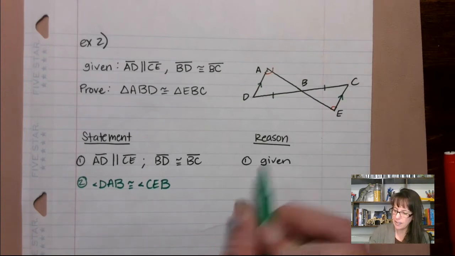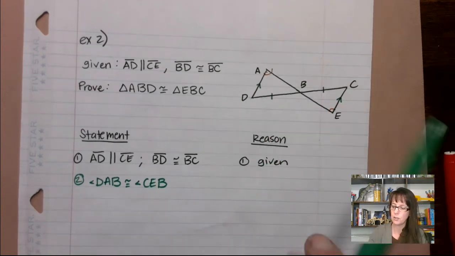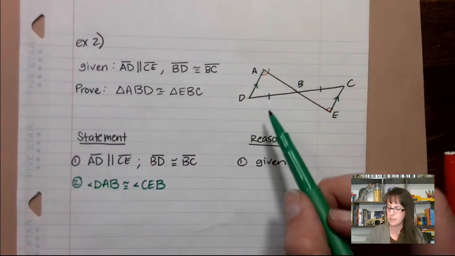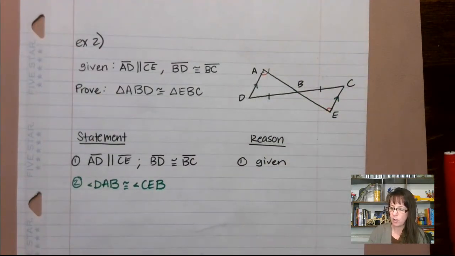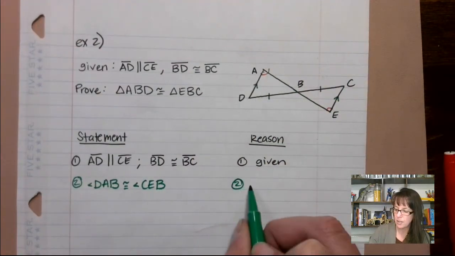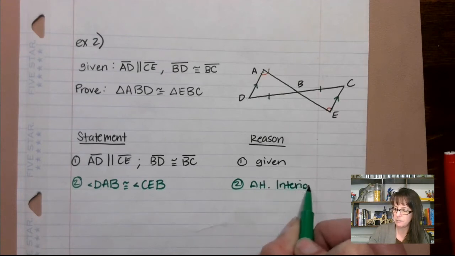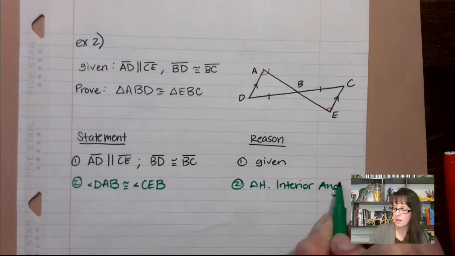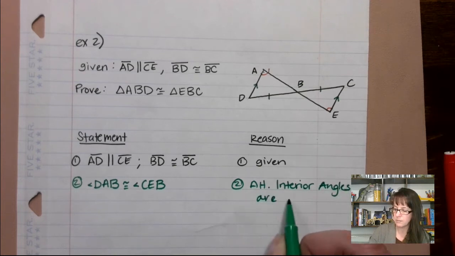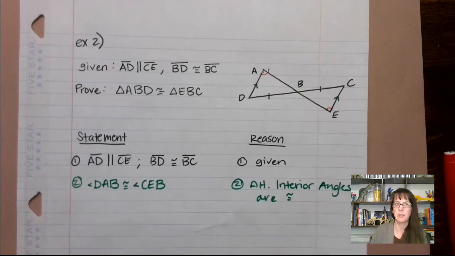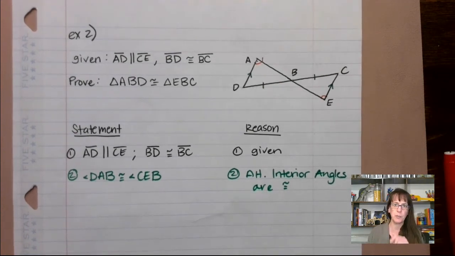And that is because these two parallel lines right here are cut by this transversal, and they're alternate interior angles. So alternate interior angles are congruent. We use a little symbol there for congruent. Okay, now there's actually 2 different ways to do this proof, and you'll probably find as you're writing proofs that you can do them multiple ways.